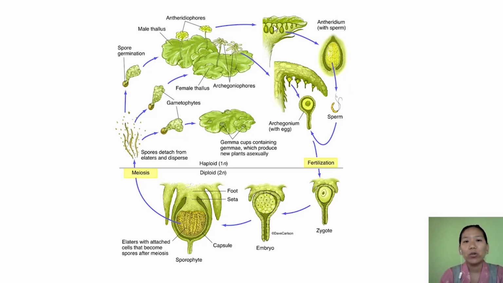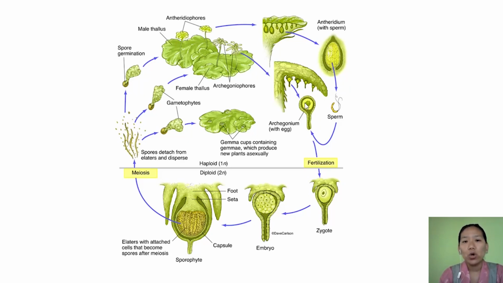Looking at the male antheridiophore, this is the stalk, and inside it there is the antheridium, which contains a flagellated male gamete called sperm. The female thallus contains archegonia. Here we have archegonia, again flask-shaped, and each archegonium contains a single egg.